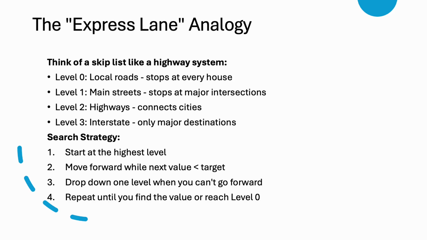And the search strategy is simple. Start at the highest level, move forward as long as the next value is less than your target, and when you can't move forward, drop down one level. Repeat this process until you either find your value or reach the end at level 0. And this express lane approach is what gives us O(log n) search.